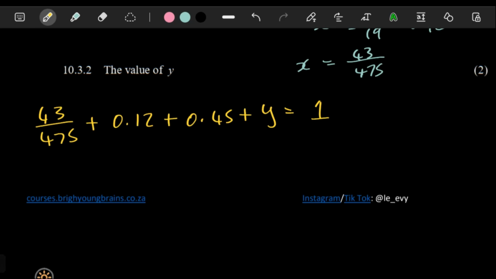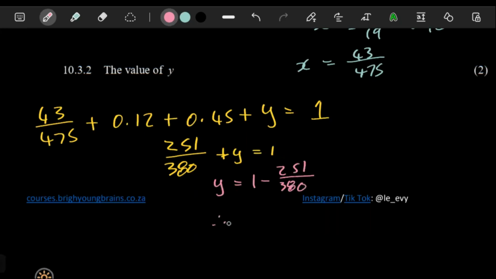Everything put together there is 251 over 380. Now we can move it to the other side. Y is equal to 1 minus 251 over 380. So here, let's see what this is giving us. 1 minus the answer is equal to 129 over 380. And that's the way we like it.